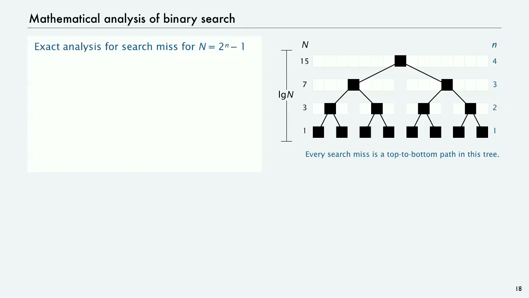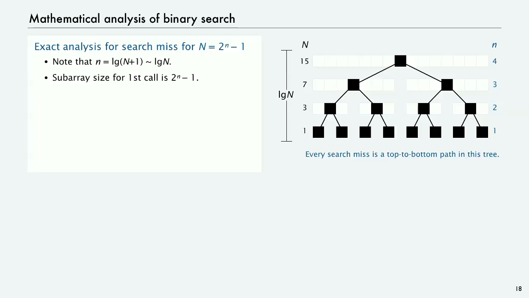All right, let's do a mathematical model to study this method. For simplicity, we'll do an exact analysis when the number of keys is a power of 2 minus 1, and you'll see in a bit why it works that way. So if big N equals 2 to the little n minus 1, then little n is about log base 2 of N. It's actually equal to log base 2 of N plus 1. But let's look at what happens in this case.